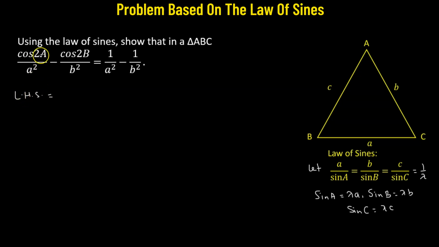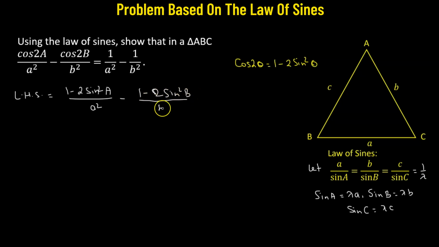Now in the first term we have cosine of 2A over a squared, but we also know there is a standard formula for cosine 2 theta. So cosine 2 theta is 1 minus 2 times sine squared theta. So cosine of 2A will then become 1 minus 2 times sine squared A, whole divided by a squared, minus the second term, which will be 1 minus 2 times sine squared B, whole divided by b squared.